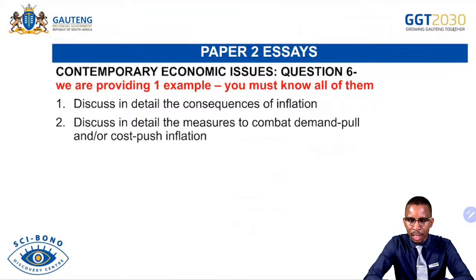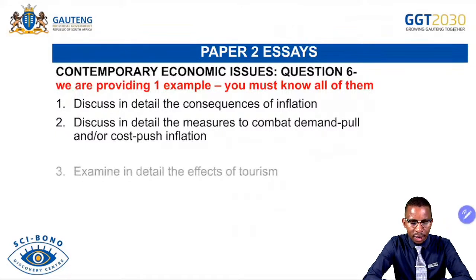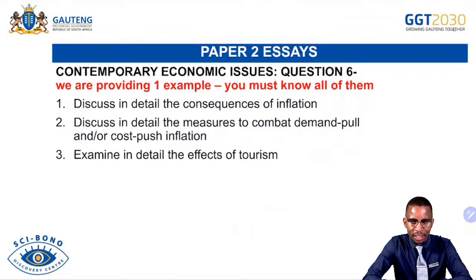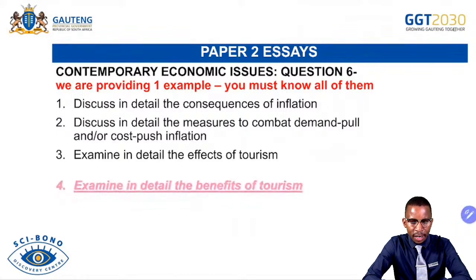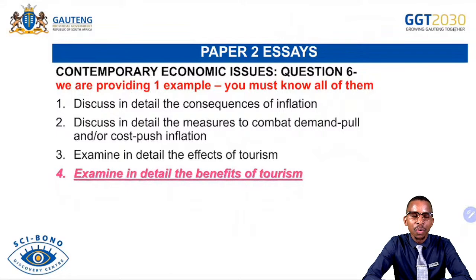And then discussing detailed measures to combat inflation, or to combat demand pull inflation or cost push inflation. That's why you deal with the monetary measures, fiscal measures, and other measures including increasing productivity, improving supply side policies such as human resource development, the exchange rate policy, ensuring that the currency is controlled to avoid it depreciating because cost of production also increases, etc. And then examining detailed effects of tourism to household, to businesses, to the economic growth, or to the government. And then examine detailed benefits of tourism to the household, to the government, to infrastructure development, etc.